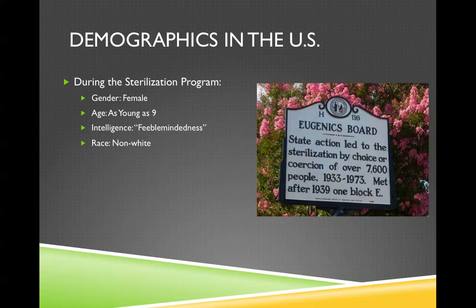During the sterilization program in North Carolina, there were specific demographics of targeted victims of involuntary sterilization. Demographics of these victims were being female, non-white, specifically African American in the state, suffering from feeble-mindedness, and being young. In this case, some girls as young as 9 years old were targets of this program. A victim only needed one of these traits to be targeted. However, a combination of two or more of these traits increased the risk of being victimized. It was not just gender, but race, age, and intelligence as well.